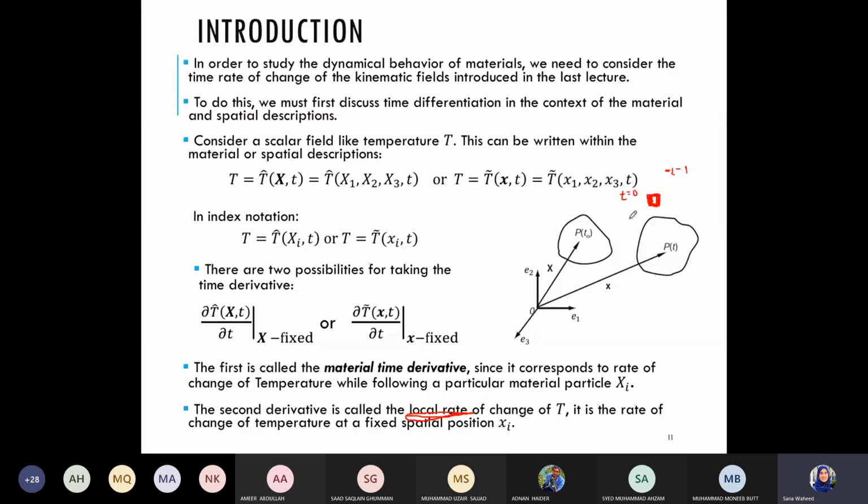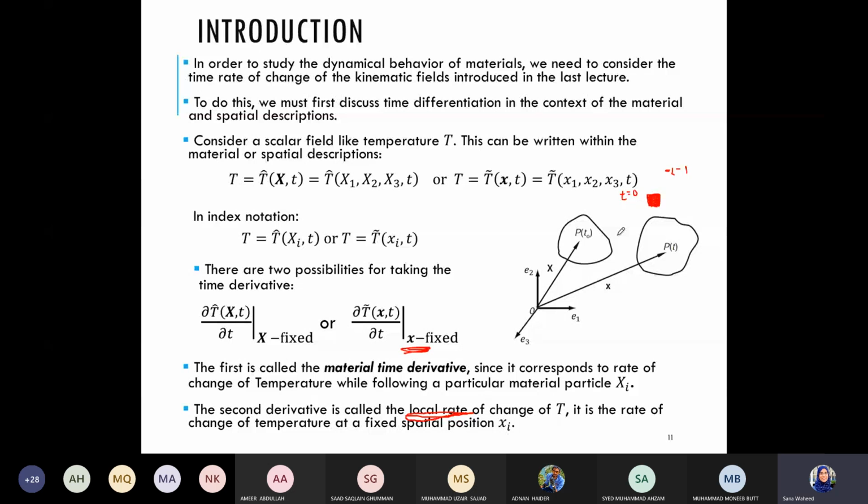That is basically I am just fixed on looking at the position in space and looking at whoever or whatever is going through it at that point, what is the temperature, or what is the rate of change of temperature at that point. Does that make sense? So I fix my x position and I just look at that point in space, and when I'm talking about the rate of change of this temperature, then I'm just looking at the rate of change of temperature at this point in space.